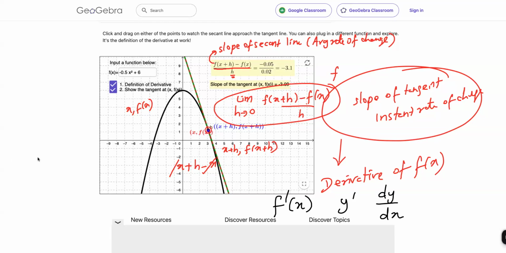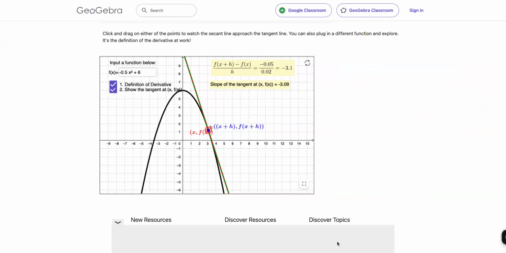Okay, I'm going to stop here. Now let's go back. We are going to do some problems now. Once you've got it, we'll do some problems.